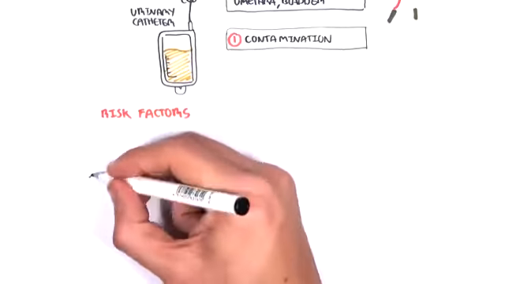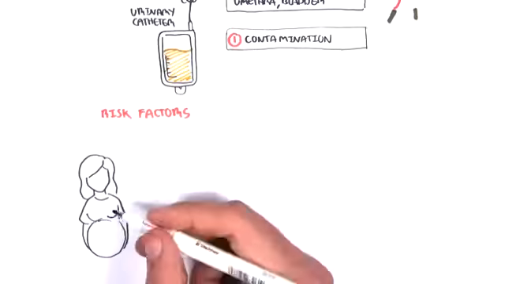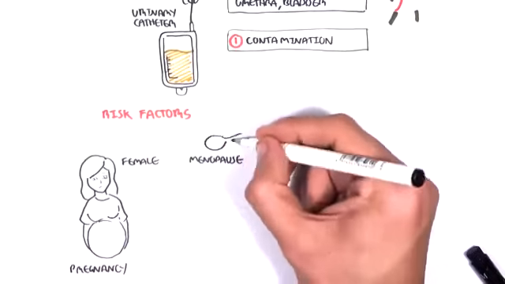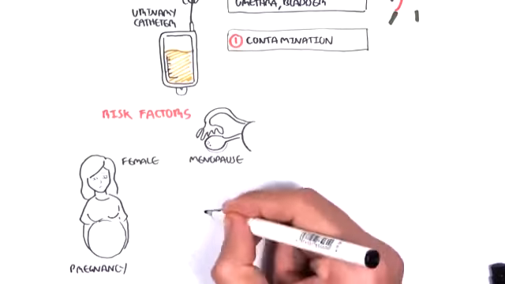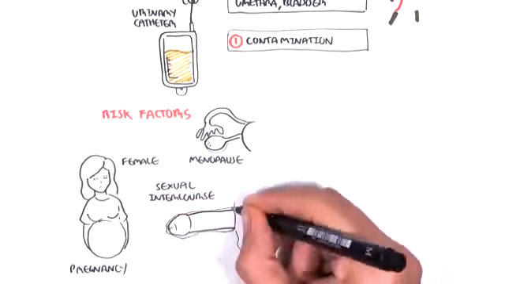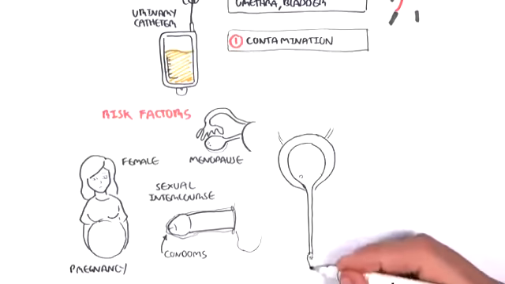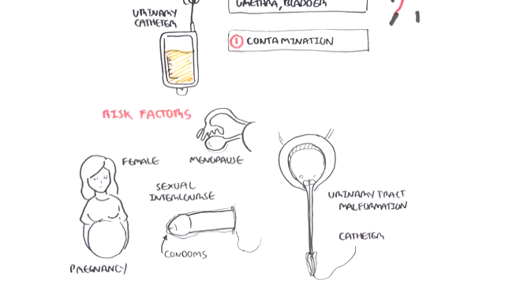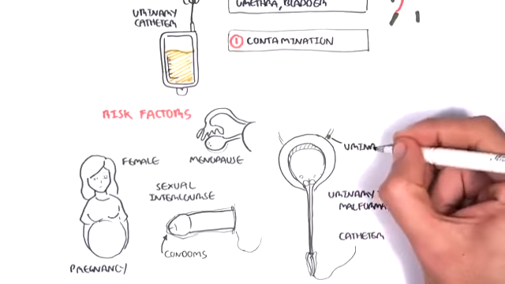So now let's talk about risk factors for UTIs. These include pregnancy, being female, menopause because it's dry in the vagina and the urethra, sexual intercourse, condoms, catheterization, urinary tract malformation, and urinary stones are also risk factors.